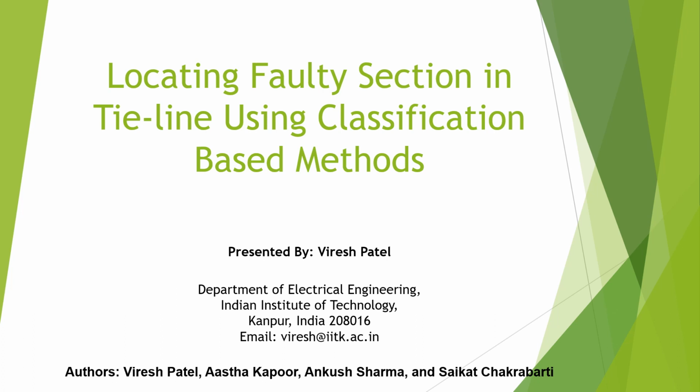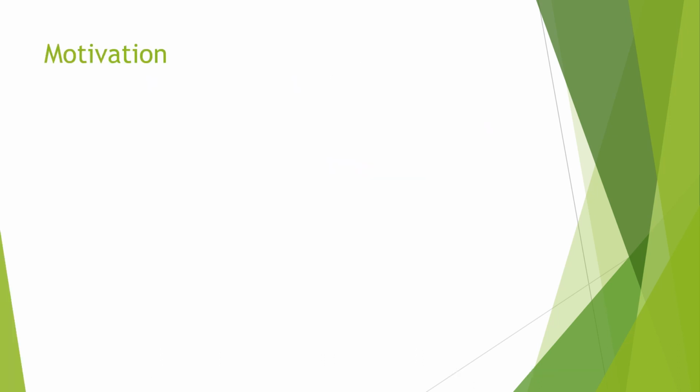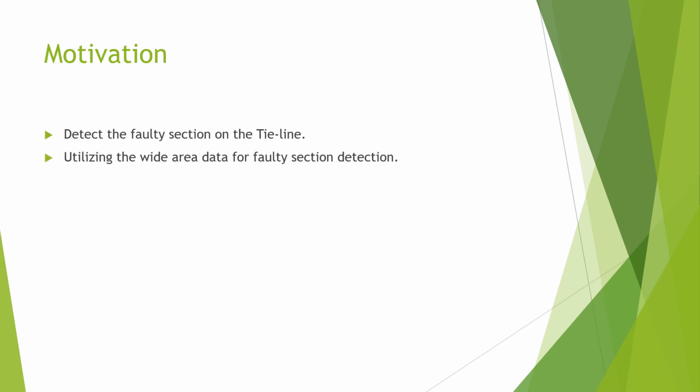I am presenting paper number 43, which is titled Locating Faulty Section in the Tie Line Using Classification Based Method. The motivation behind the paper is to detect the faulty section on the tie line, utilizing wide area data for faulty section detection, reducing the outage time by reducing the search time for the faulty section, and improving the reliability index by reducing the overall outage time.